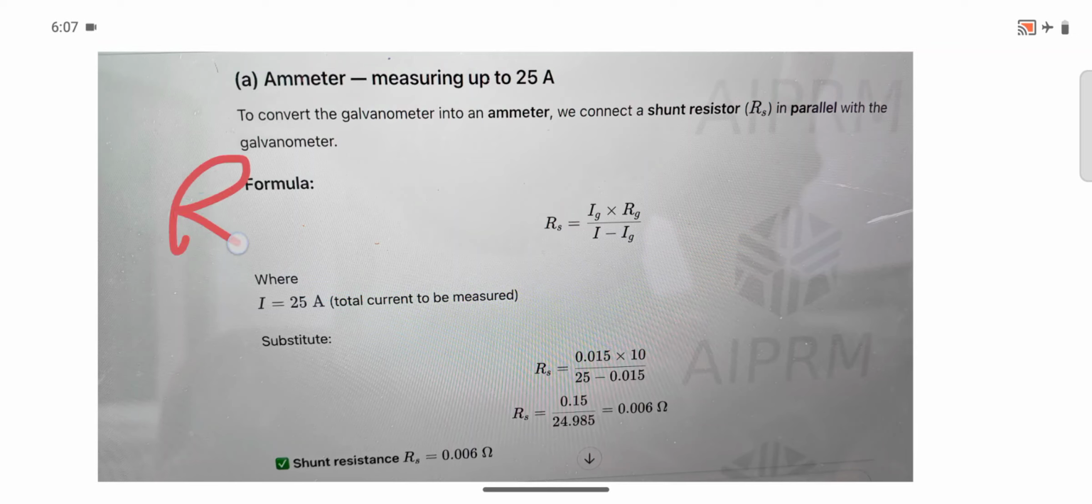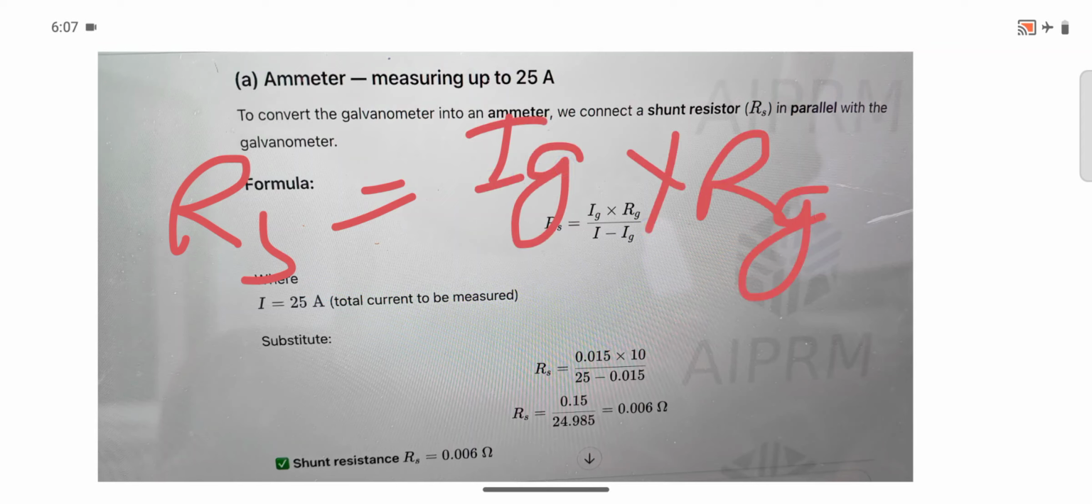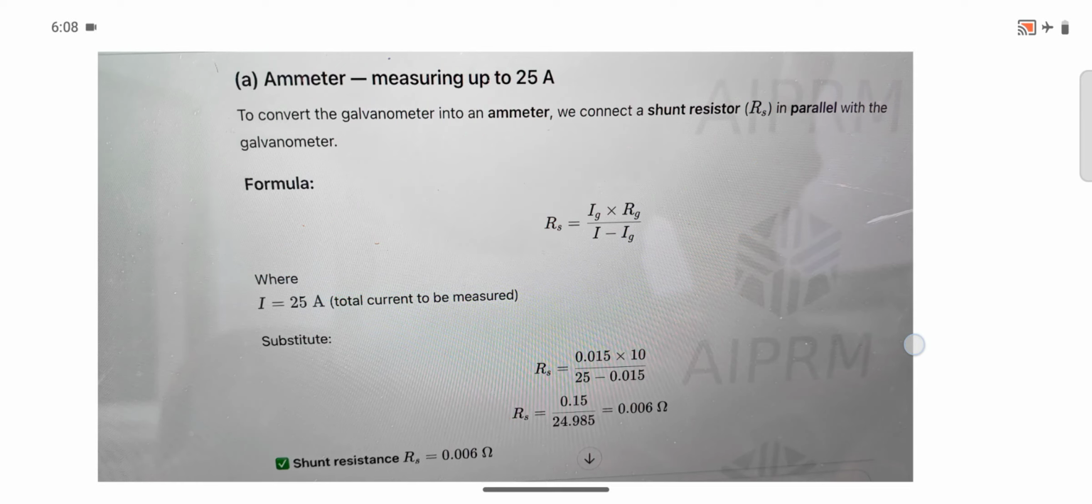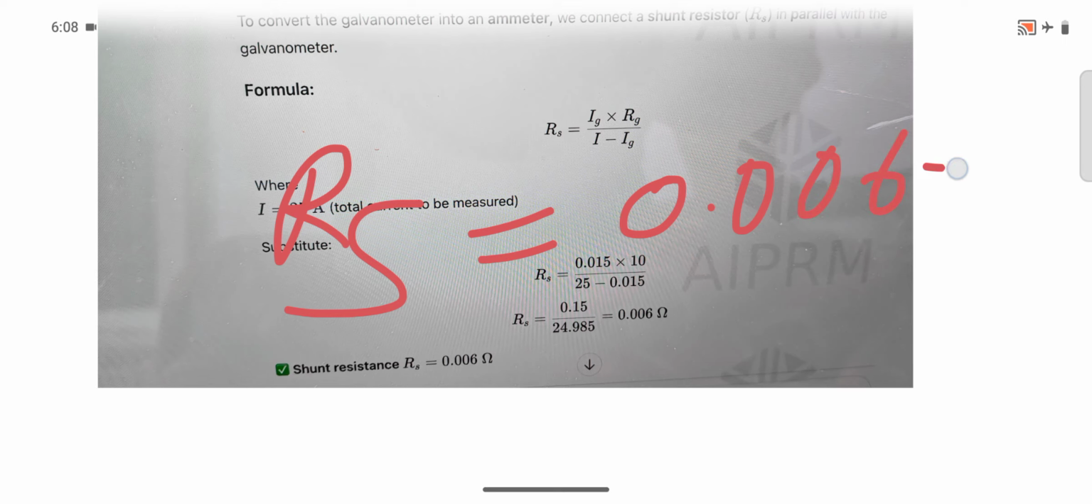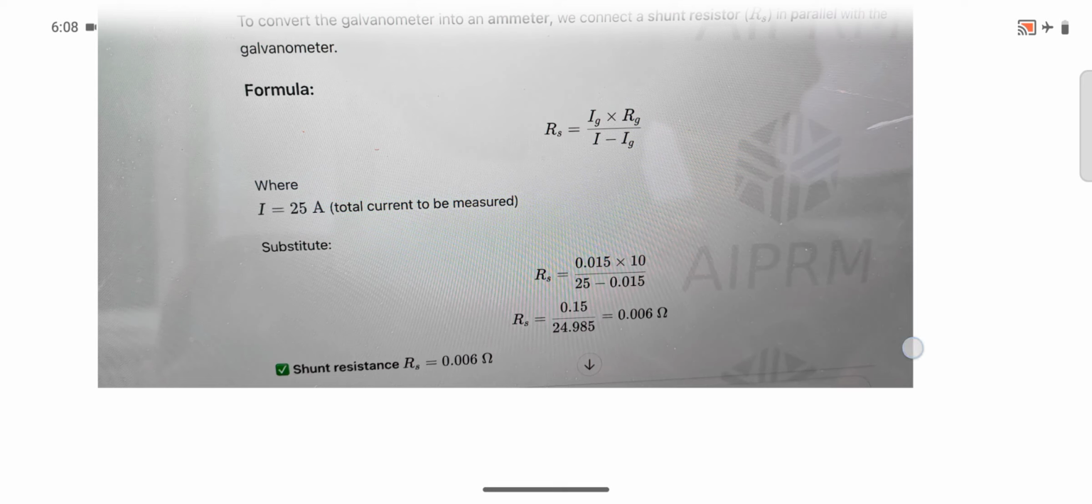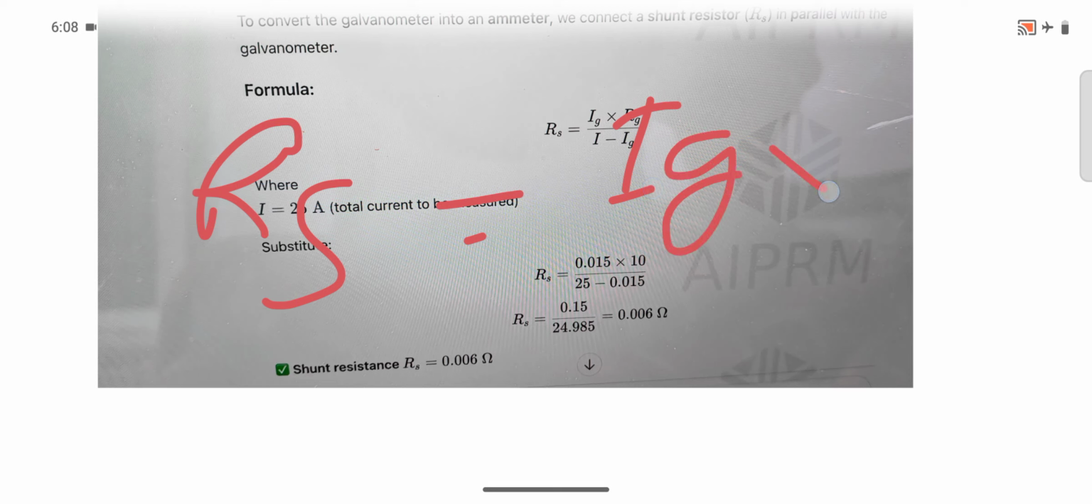Rs is equal to Ig into Rg divided by I minus Ig. I is given as how much? 25 ampere. Simply we will put the values in the formula. Rg is given, so we can calculate the shunt resistance for measuring current up to 25 ampere. This will be your answer. It is very simple. You only have to remember that when a galvanometer is converted into an ammeter, the shunt resistance formula is Ig into Rg divided by I minus Ig.